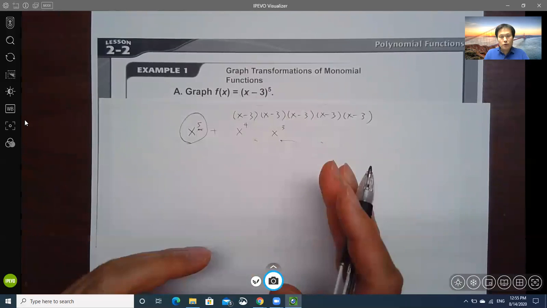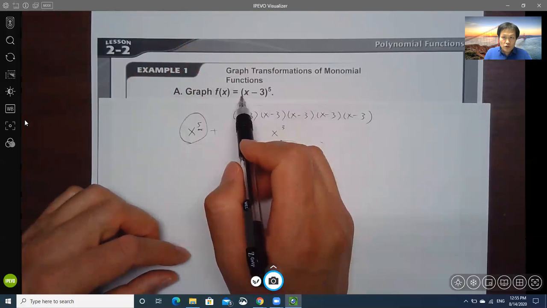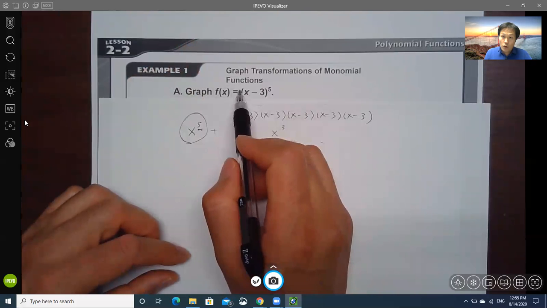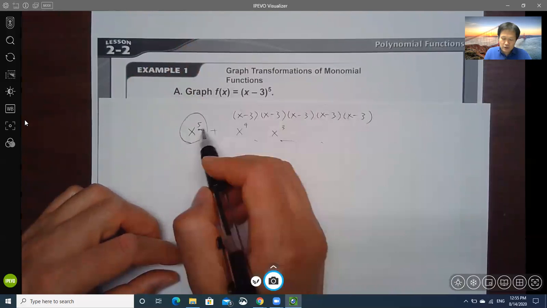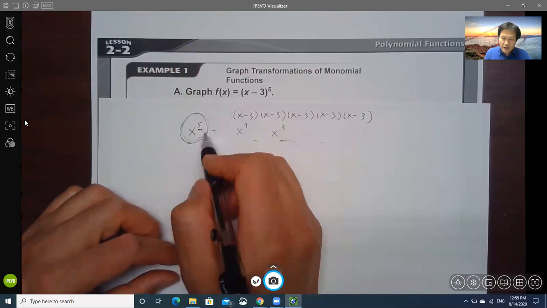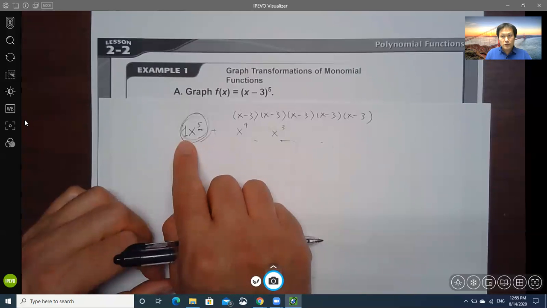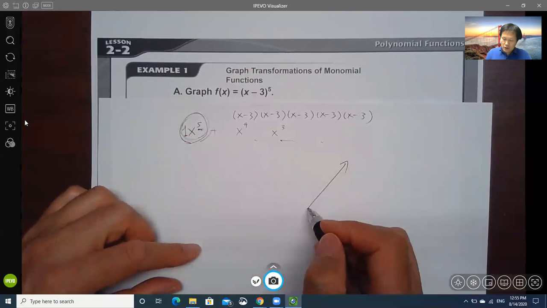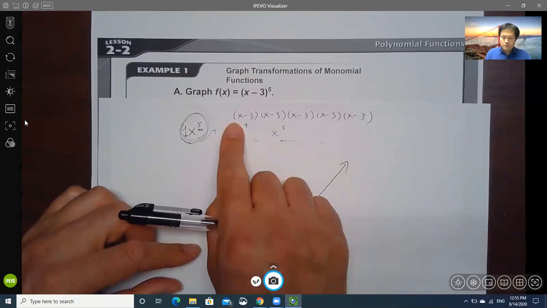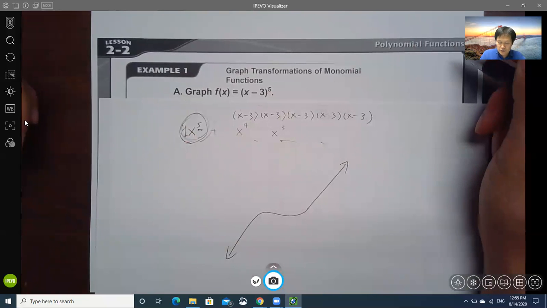Odd power, the both ends go opposite direction. And if you look at it, leading coefficient should be 1. If you distribute, x is going to be x to the 5th power. That's the highest power. It has a coefficient of 1 in front of it. So leading coefficient is positive. So right hand gotta go up, left hand gotta go down. Because highest power is a 5, opposite direction. So we did this from last class period.